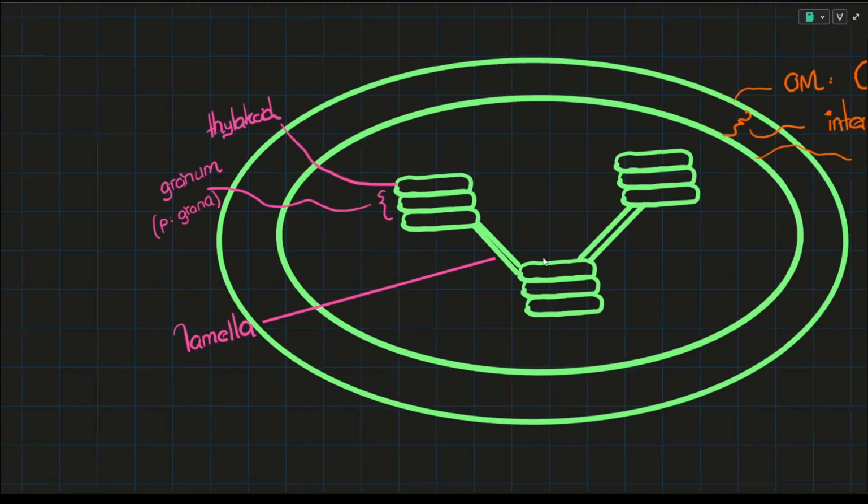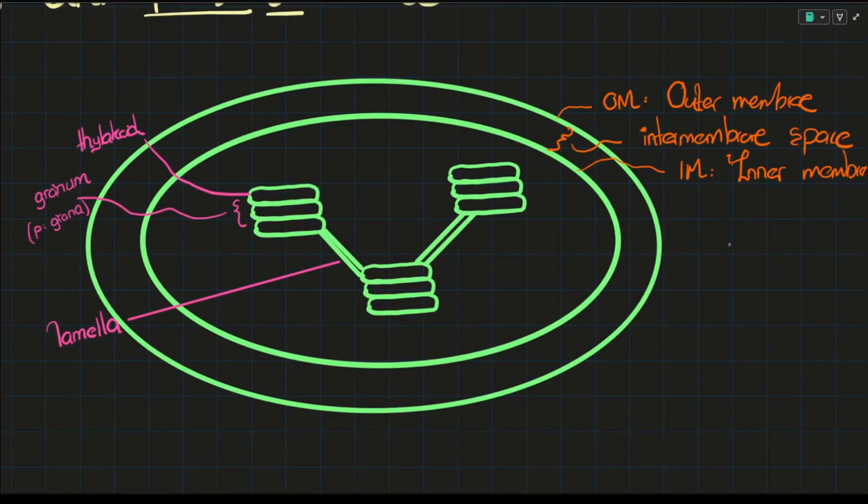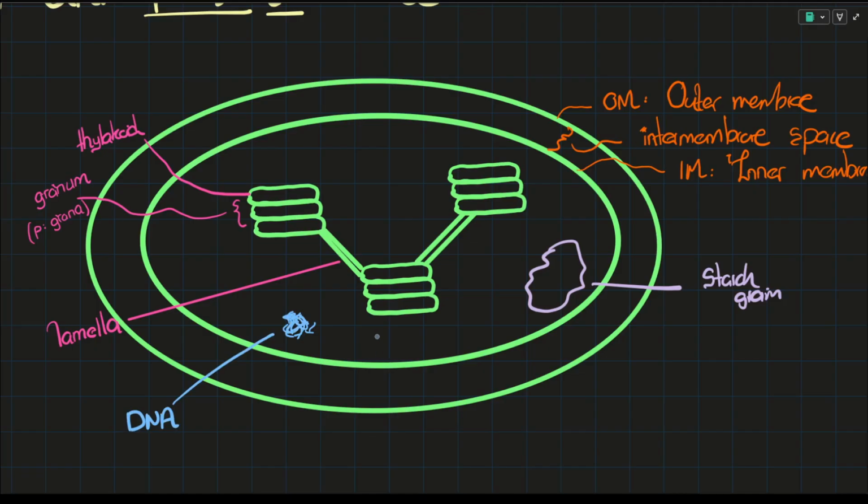Those are the basic structures that you will find inside a chloroplast. Now, apart from that, you will find things like starch grains. So that's a starch grain. And you know, chloroplasts also have these. What are these? These are DNA and these tiny suckers. Do you call them? Those are ribosomes.